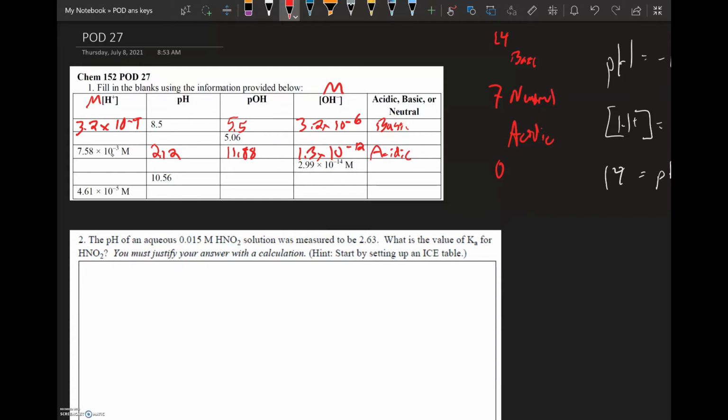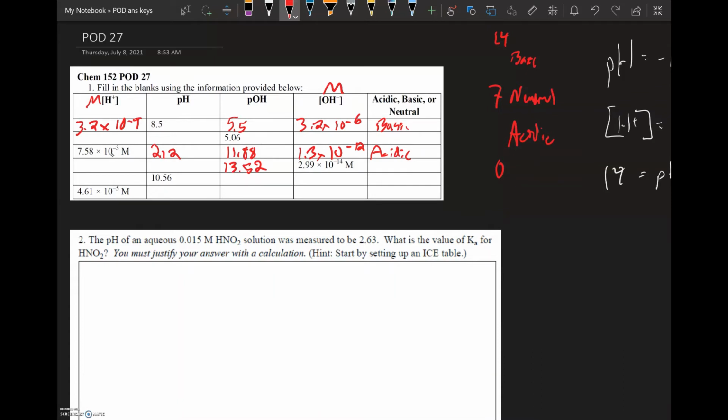All right, so let's do one more. Let's do the next row down, which would be row 4. In this particular row, they give you the hydroxide concentration. So all we're going to do is go backwards. We're going to calculate the pOH. To do this, we're going to take the negative log of the 2.99 times 10 to the minus 14, and that gives me a pOH of 13.52.